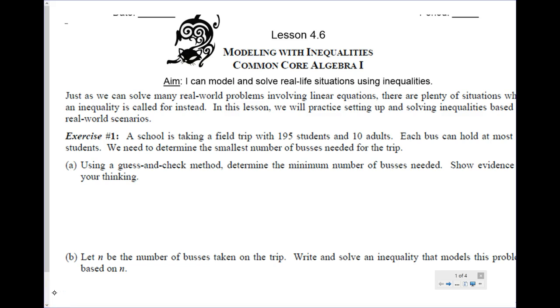All right, welcome to the last lesson of trimester 1. You did it, you made it, you're almost finished. This lesson is actually pretty tricky. It's all word problems dealing with inequalities today.